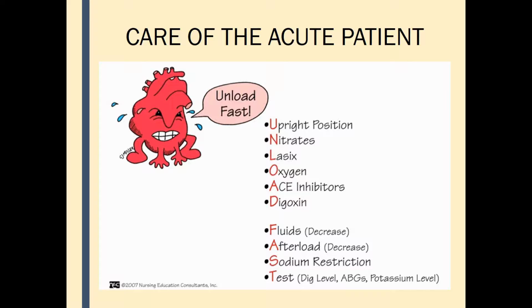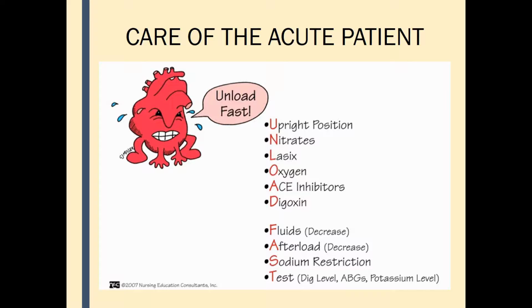If someone comes in with an acute exacerbation of heart failure, we are going to do something similar to this protocol on the slide. We'll position them upright to try to maximize ventilation. We'll give nitrates to cause vasodilation and decrease the workload of the heart. We'll give Lasix to help get rid of some of the excess fluid that's backing up peripherally and into the lungs. ACE inhibitors to block the renin-angiotensin system, which decreases cardiac work and increases cardiac output. And we'll give digoxin to improve myocardial contractility.